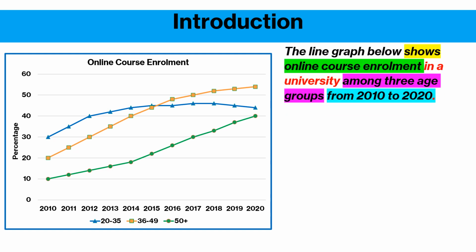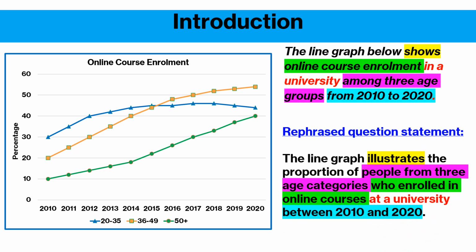You don't need to explain or analyze anything here. Here is one example. The line graph illustrates the proportion of people from 3 age categories who enrolled in online courses at a university between 2010 and 2020.